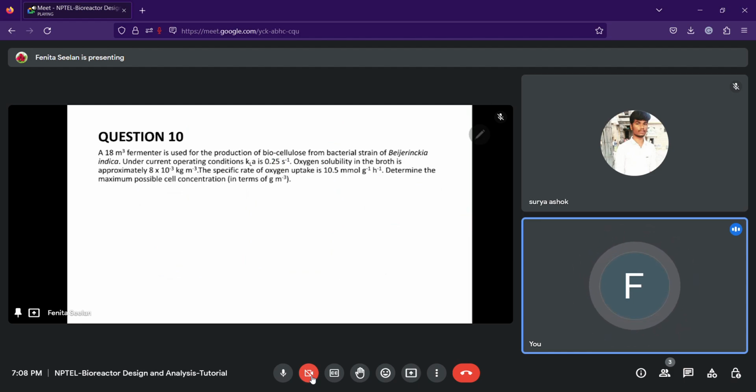Question number 10: An 18 meter cube fermenter is used for the production of biocellulose from the bacterial strain of Bergerinia indica. Under the current operating conditions, KLA is 0.25 second inverse. The oxygen solubility in the broth is approximately 8 into 10 to the power minus 3 kg per meter cube. The specific rate of oxygen uptake is 10.5 millimole gram inverse hour inverse. Determine the maximum possible cell concentration, and note it is asked in gram per meter cube. So when you convert the data, it should be in terms of grams per meter cube.